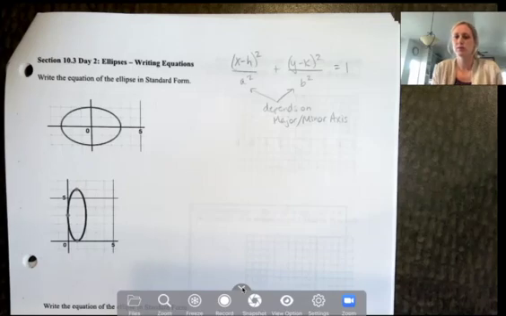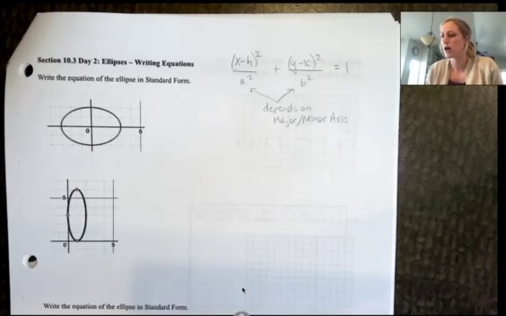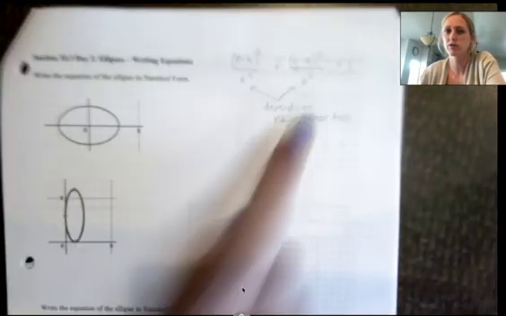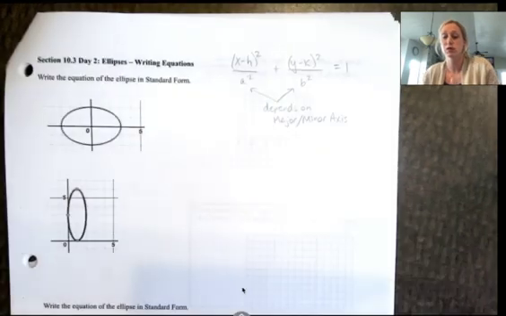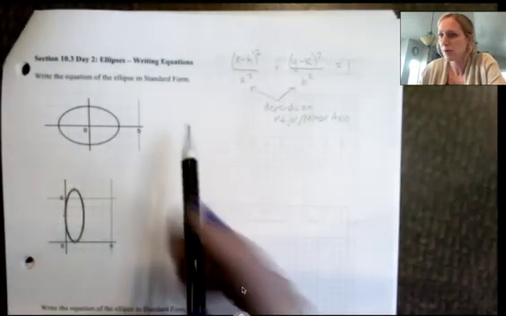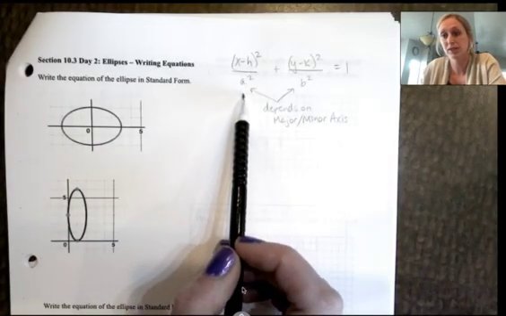In this video, we're going to still be working with ellipses, and we're going to be writing the equations in standard form. Remember, this is what standard form looks like for an ellipse. A and B just depend on which way the major axis is. Remember, A is always associated with the major axis.